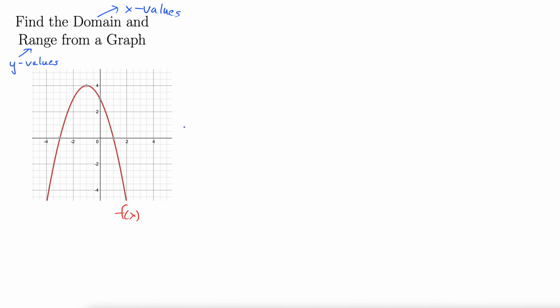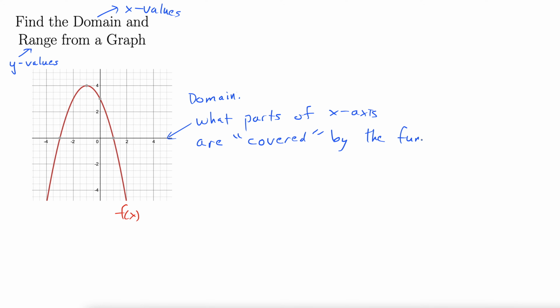So let's see. One way to think of this is what parts of the x-axis are, I'm putting this in quotes, "covered" by the function. This is going to be for the domain. So this function continues off, right? It keeps going and going and going. It doesn't just stop where the graph stops.